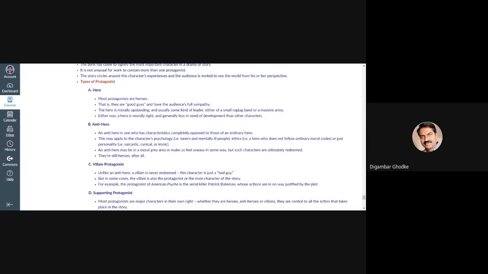The third type of protagonist can be referred to as villain protagonist. Unlike an anti-hero, a villain is never redeemed. Means an anti-hero has got some good qualities and he may come out of his bad qualities, but in case of villain, he's always a bad guy, you can say. But in some cases, the villain is also a protagonist or the main character of the story. For example, the protagonist of American Psycho is the serial killer Patrick Bateman, whose actions are in no way justified by the plot, but still he is the major character of the story.